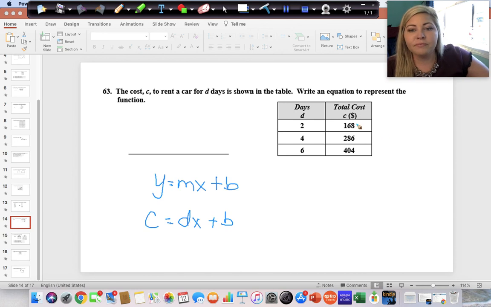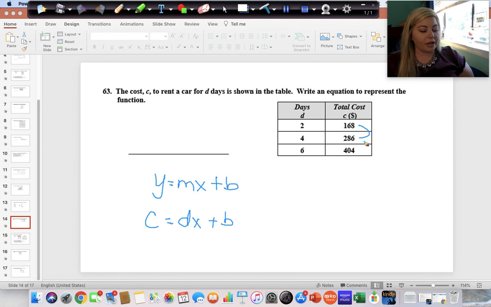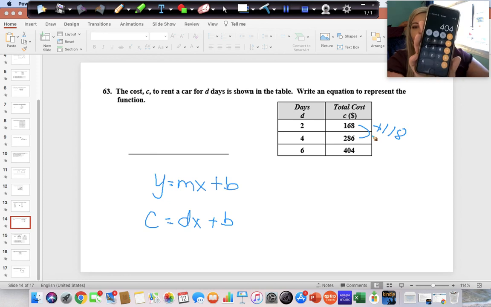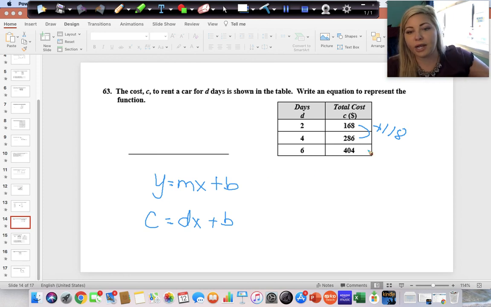is. So to get from 168 to 286, I'm going to subtract to find that difference. So 286 minus 168 gives me 118. And just to make sure that the same is true for the last one, I added 118 to 286 to make sure that I got 404. Okay, and over here I'm just adding 2.